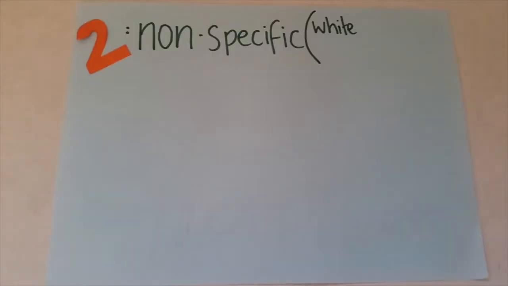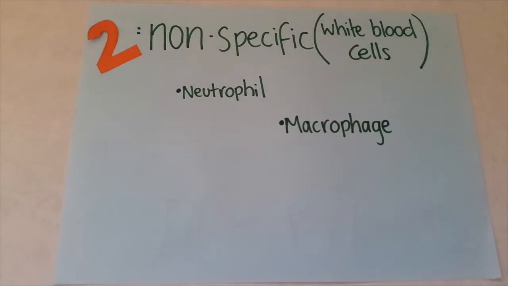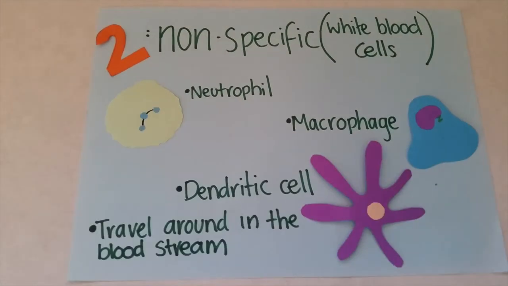The second line of defense is a group of cells, tissues, and organs that work together to protect the body. This is the second line of defense within the immune system. These cells are white blood cells, such as neutrophils, macrophages, and dendritic cells.